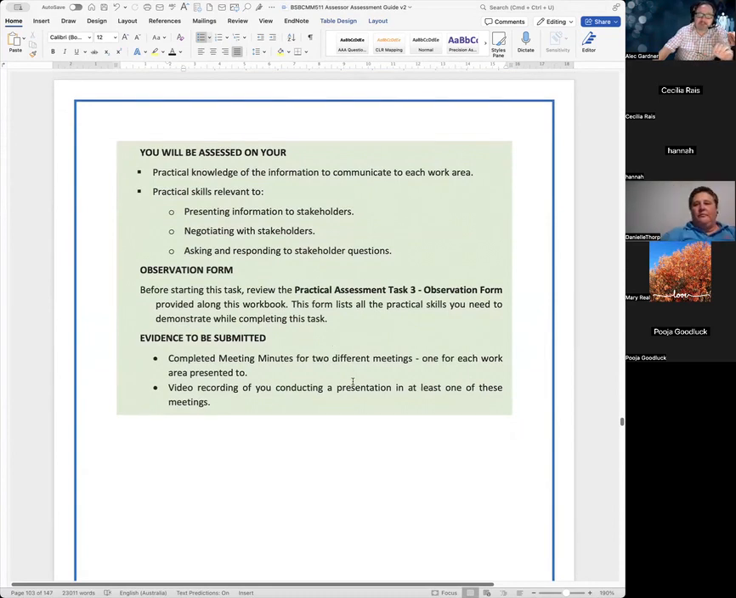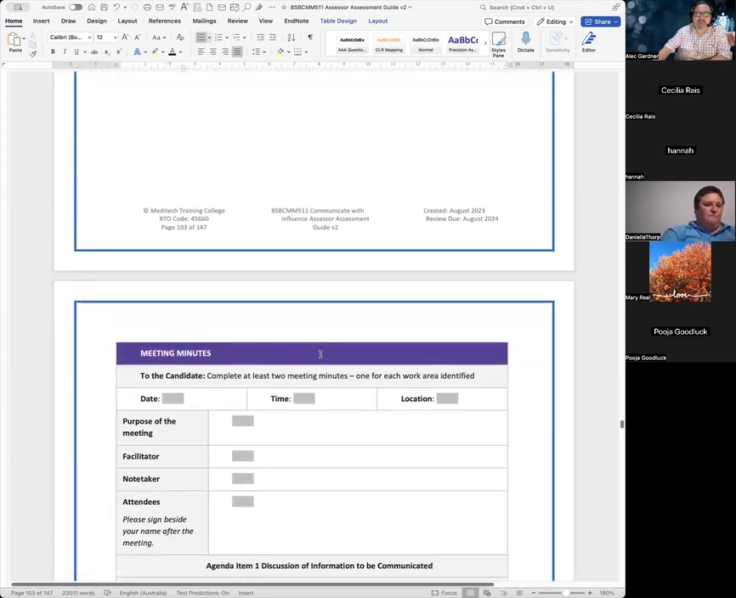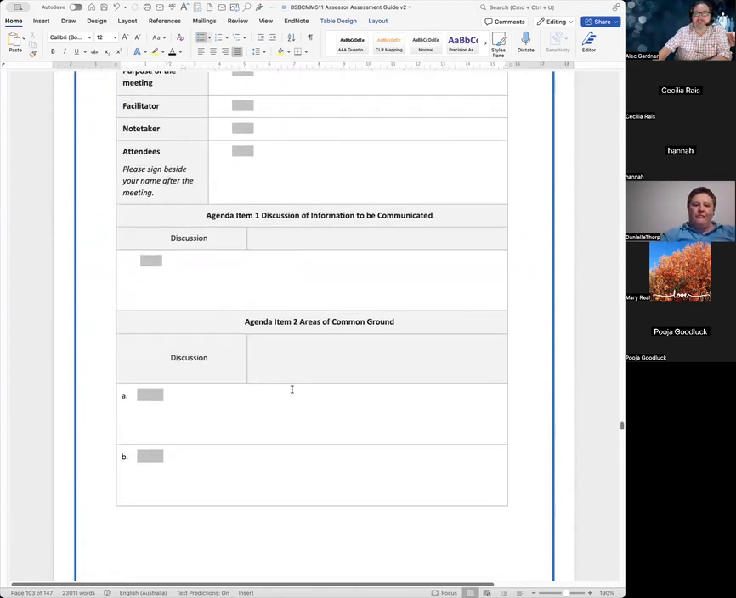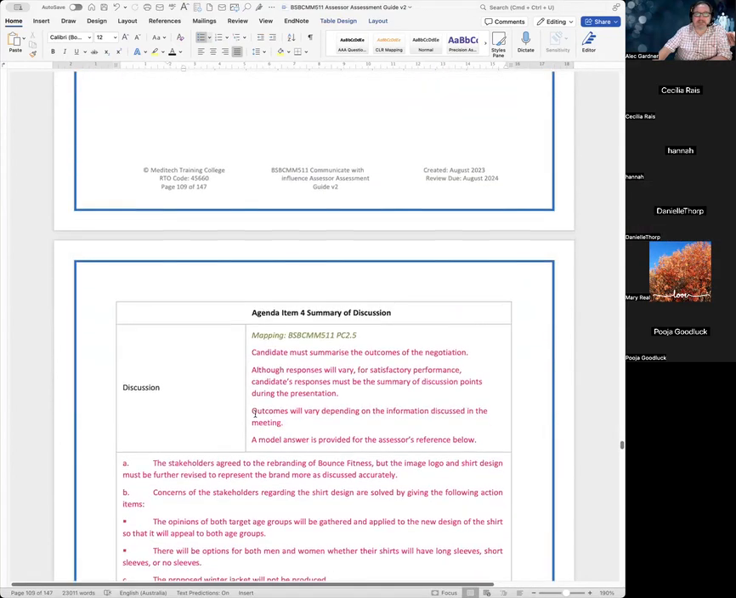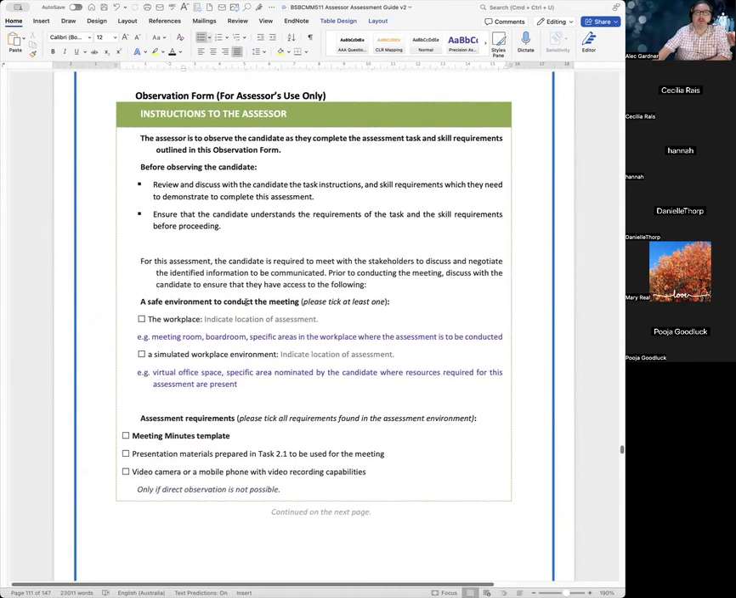And then you're going to be submitting your evidence. So, completed meeting minutes of the two different meetings, one for each work area, and a video recording of you conducting a presentation to at least one of these meetings. That's where the video comes in. So you're going to have the templates. Just follow your templates, paint by numbers. There's your observation form and what I'll be looking for.